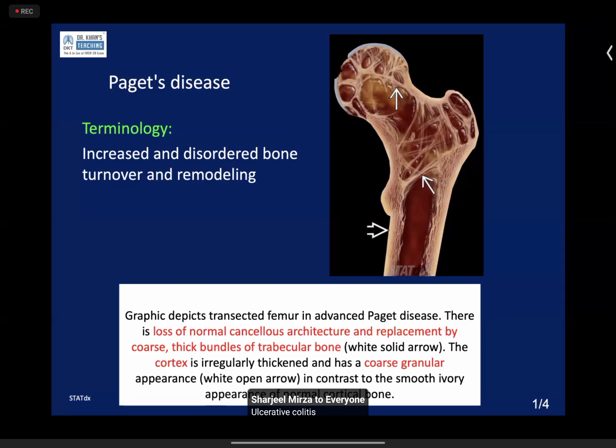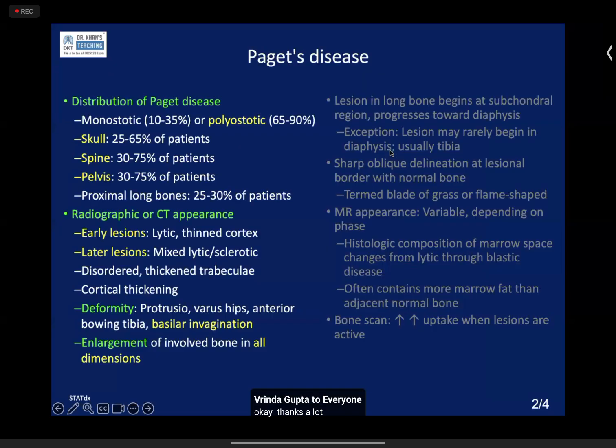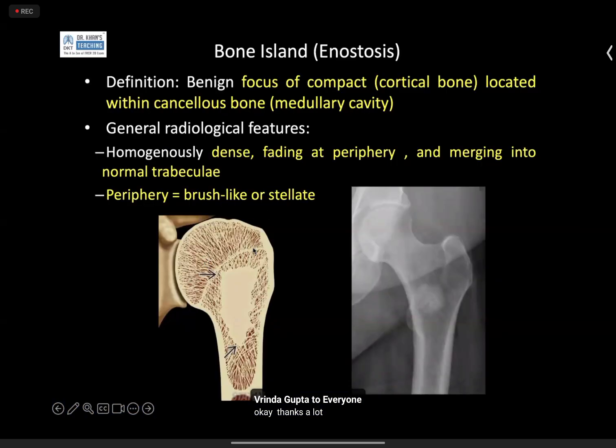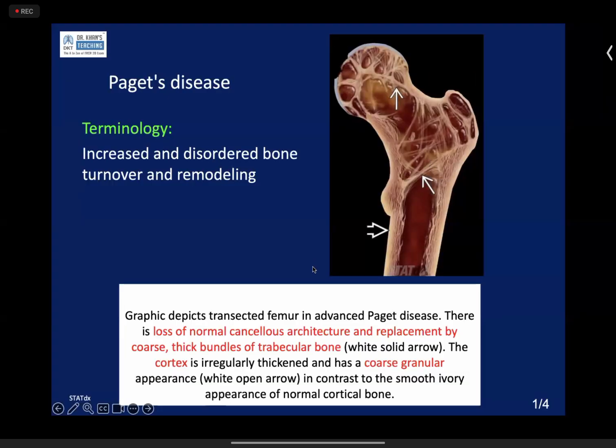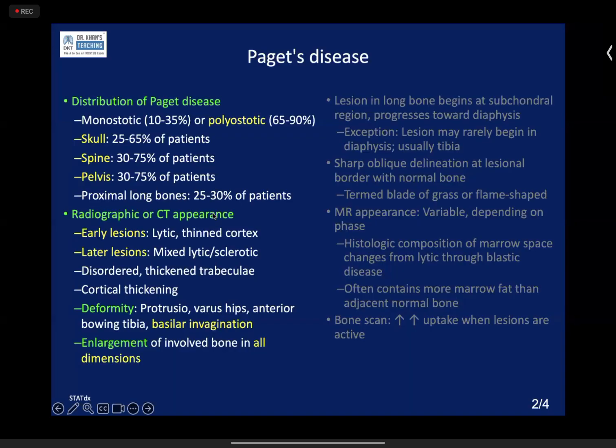So, loss of normal cancellous architecture. The cancellous bone is inside. You remember the previous picture. This is the cancellous bone. Look at the trabeculae, right? And look here, how thick they are. There is loss of cancellous architecture and it is replaced by coarse, thick bundles of trabeculae. So this is what it is about. And then the cortex itself will also be coarse and granular. So these are the key findings of Paget's disease.